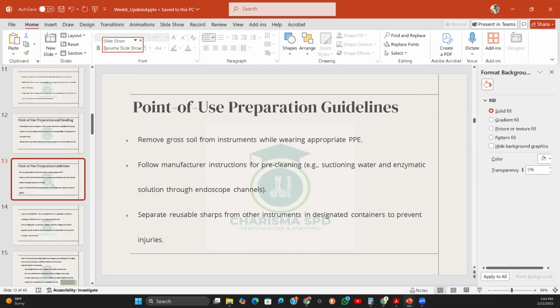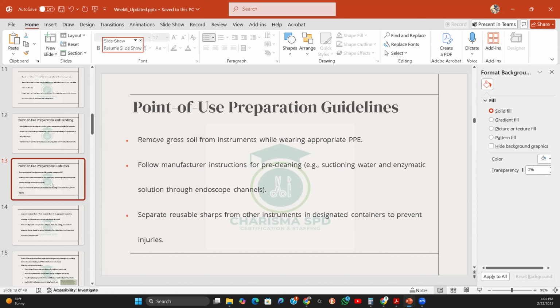And then we also have to separate sharps, reusable sharps, from other instrumentation. Why do you think that we have to separate reusable sharps? Why do we have to separate them? The answer is there. To prevent injuries. Fantastic.